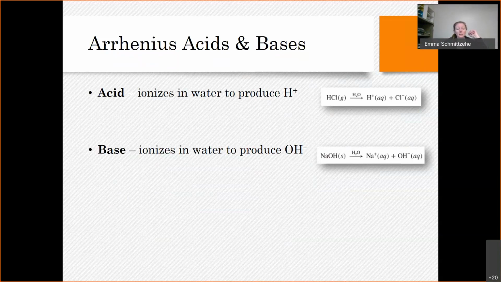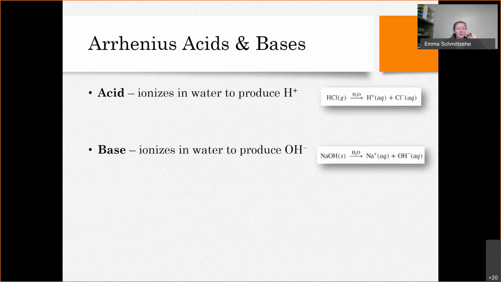Whereas an Arrhenius base is something that ionizes in water to produce OH minus. So you have this neutral substance, you put it in water, and it splits up into ions, and one of the ions is OH minus, meaning the other one's got to be some cation. So you can have different acids and bases because that other piece of the compound can be some other ion. I guess I shouldn't say any other ion, but there are other anions or cations they could be.